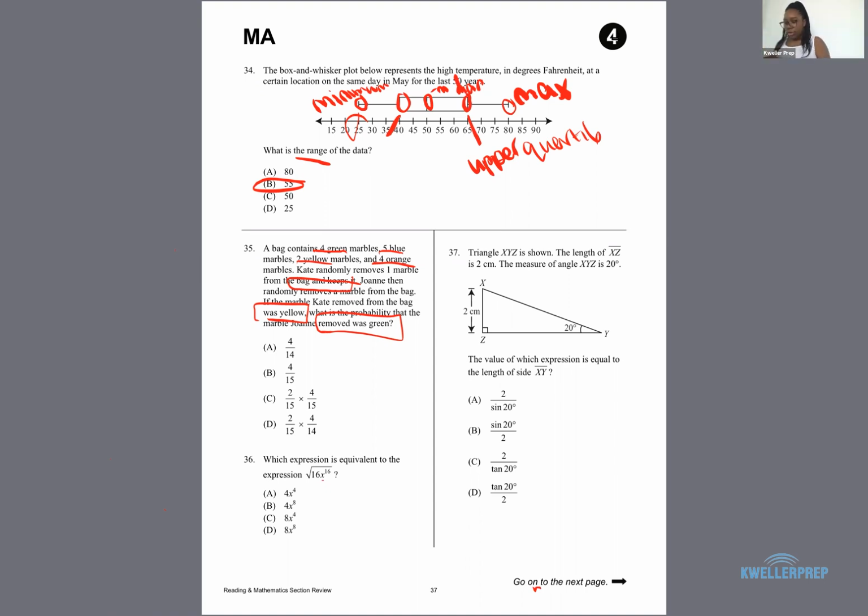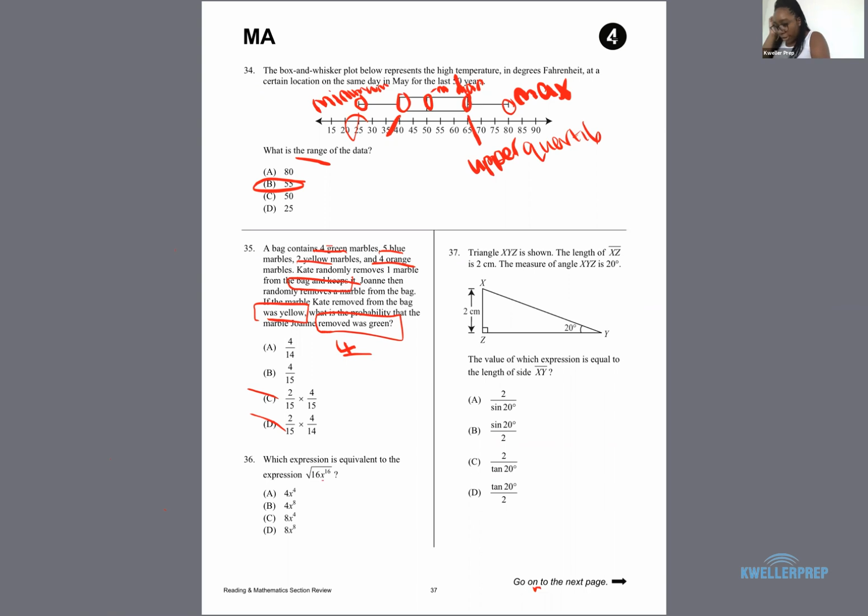Okay, so now, they want to trick you up by thinking that this is really two probability events, but really this is only one event. They want to know what is the probability that the marble Joanne removed was green. So for the numerator, you put the number of green marbles, which is 4. You have 4 green marbles in the set.